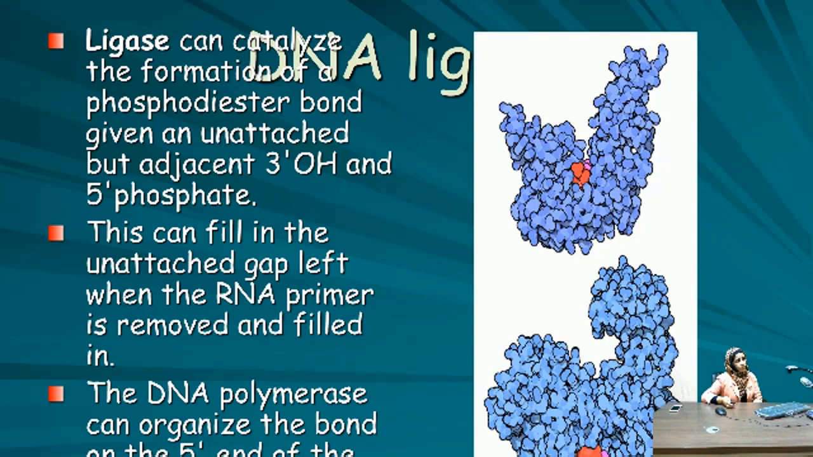Ligase can catalyze the formation of the phosphodiester bond by binding the adjacent 3' OH and the 5' phosphate. This can fill in the unattached gap left when the RNA primer is removed and filled in. The DNA polymerase can recognize the bond on the 5' end and the 3' OH on the other.